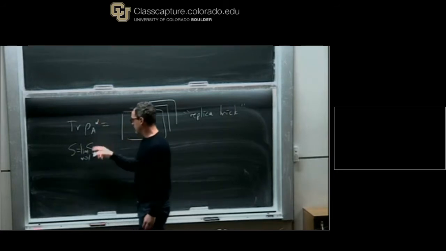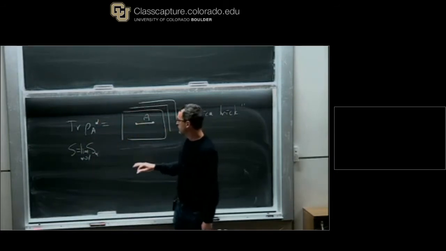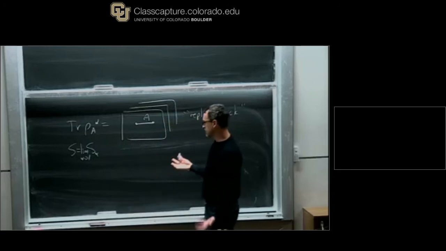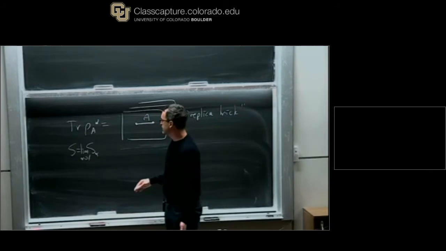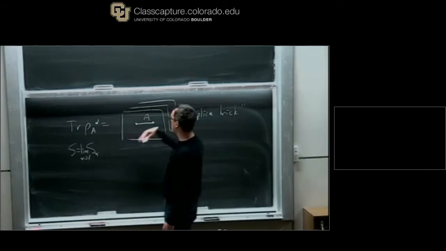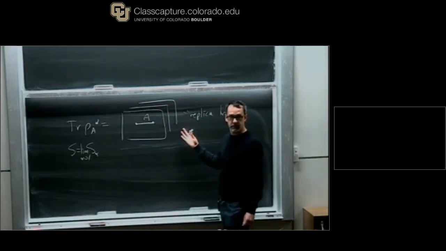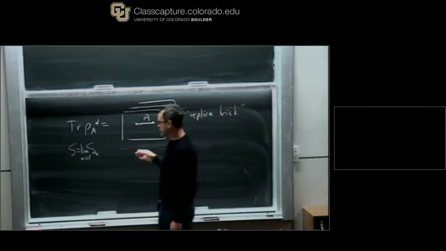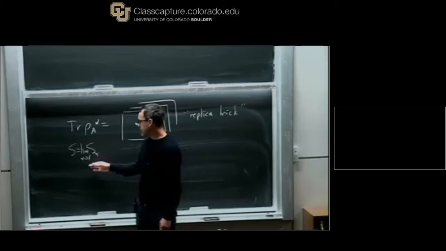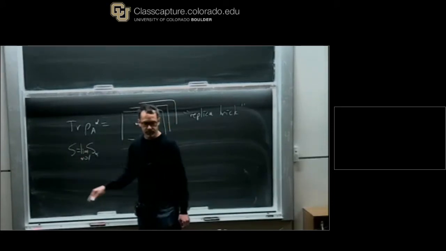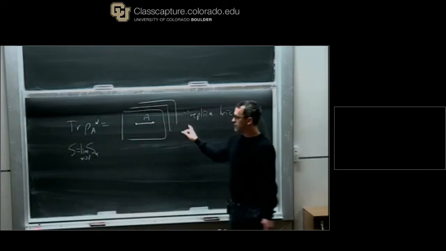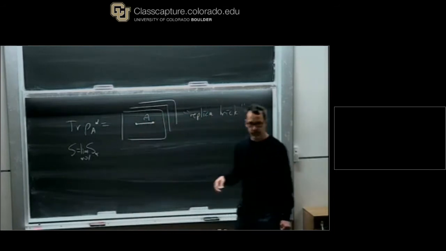So there are two steps here which are logically independent, but in practice they tend to go together. One step is how you compute the Rennies by replicating the Euclidean manifold defining your state. The second step is then, having computed the Rennies, taking the limit alpha to 1. And I guess this one is called the replica trick, but people tend to use the term for both together.